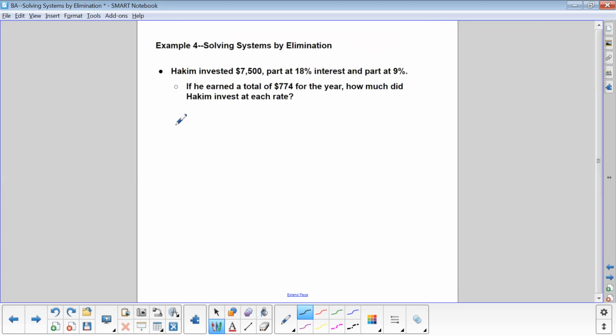Another similar problem is Hakeem invested $7,500. So X plus Y would equal 7,500. And we're going to call X 18%. We're going to call Y the 9%. And so we know that 18% of whatever X was plus the 9% of whatever Y would be would give us $774 interest earned.